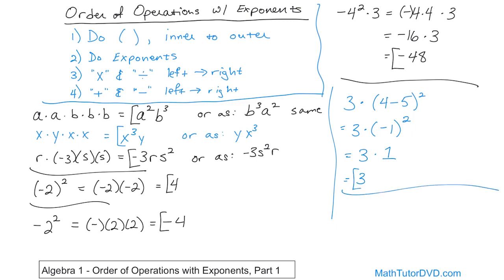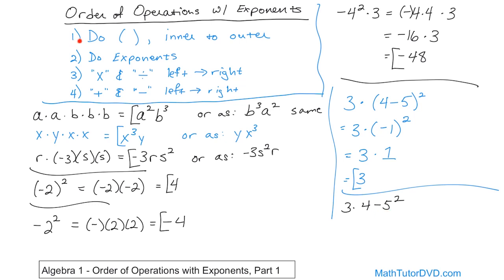And I lied. I actually have one more problem. Let's work it very slightly differently. What if we had 3 times 4 minus 5 squared? You see how the numbers are the same? This problem is exactly the same as this one. Here we just had parentheses to force us to do it this way. Now we're doing exactly the same thing, but there's no parentheses here. Now how does it change the problem?